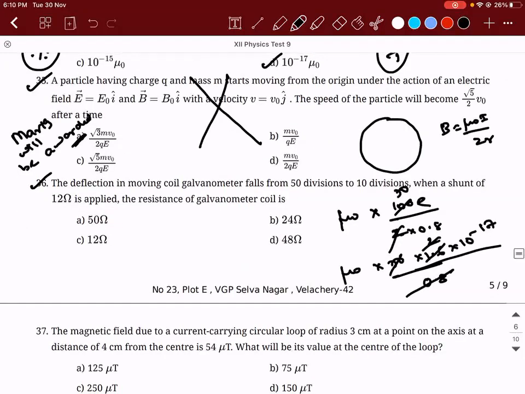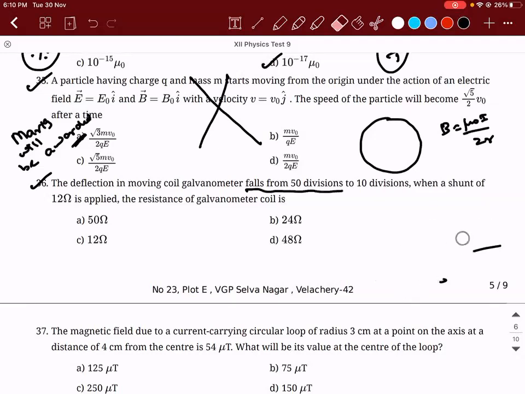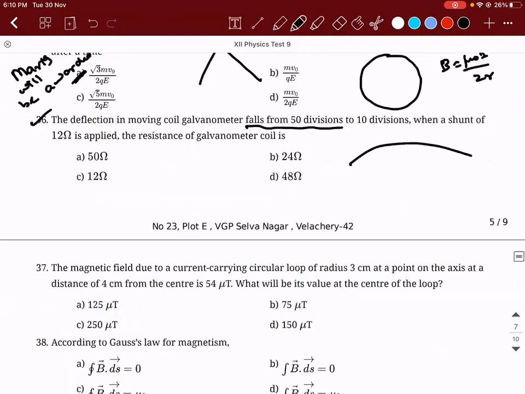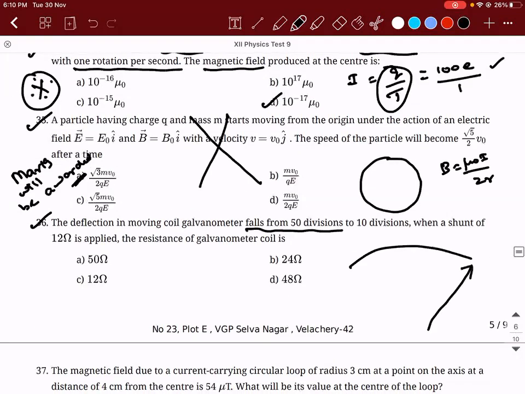If not, no. 36. The deflection in a moving coil galvanometer falls from 50 divisions to 10 divisions when a shunt of 12 ohm is applied. The resistance of the galvanometer coil is. So how to solve this? There is a galvanometer. And for this galvanometer, what is happening? The deflection is falling from 50 to 10 when there is a shunt of 12 ohm that is applied. The resistance of the galvanometer is how much?